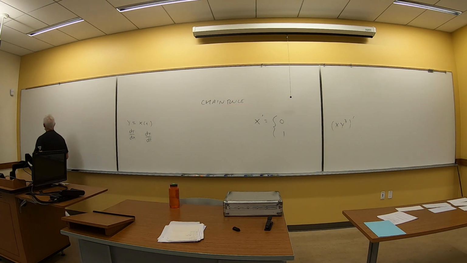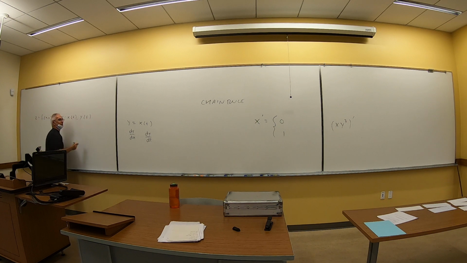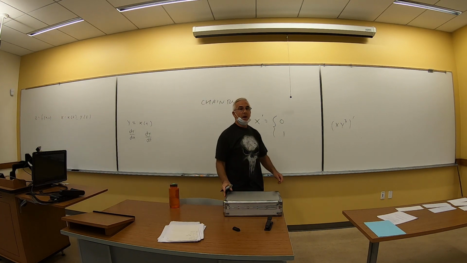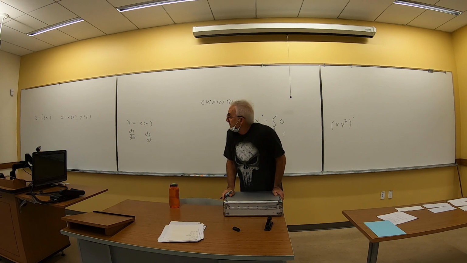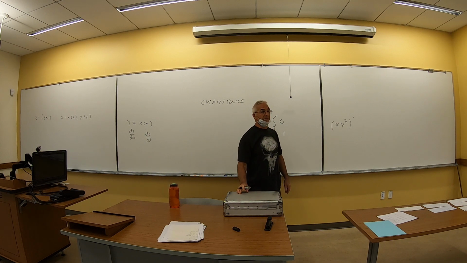So let's start with something like this. I've got z equals f of xy. But x is actually a function of t, and y is a function of t. I'm going to be really generic in general. I can ask for the derivative of z with respect to x. I can ask for the derivative of z with respect to y. Or I can ask for the derivative of z with respect to t, can't I?